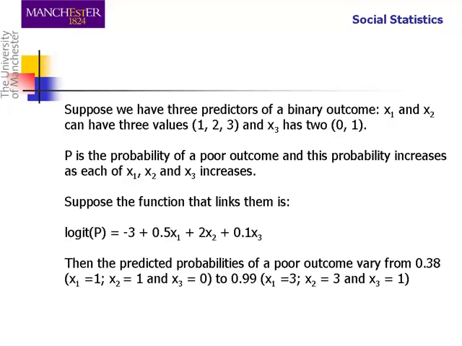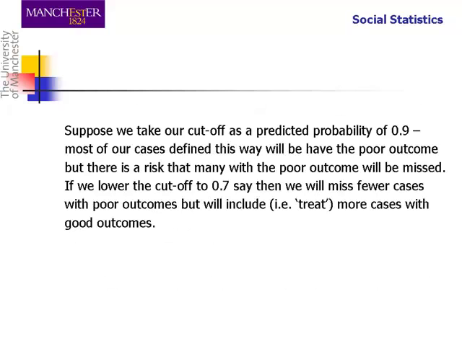But it does vary a lot according to the values of these variables. And we need to think about how we can use this information. What are the implications of this information in terms of decisions that we might want to make? So suppose that we take our cutoff as a predicted probability of 0.9. What would that mean? It would mean that most of the cases that are defined in this way will have the poor outcome.